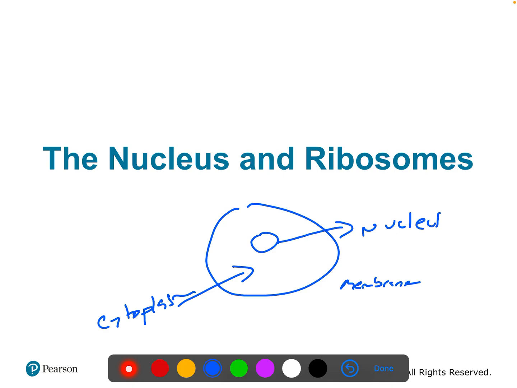So we talk a little tiny bit about the membrane, not too much because we're going to talk about that in the next chapter. And now we'll talk a little tiny bit about the nucleus, although again we'll be doing that in a separate unit as well. And then we'll concentrate on the organelles found inside the cytoplasm in part 2 of our video.